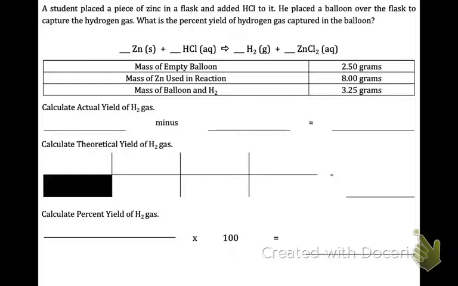Let's look at another problem that's very similar. A student placed a piece of zinc in a flask and added HCl to it. He placed a balloon over the flask to capture the hydrogen gas. What is the percent yield of hydrogen gas captured in the balloon? Let's balance our equation.